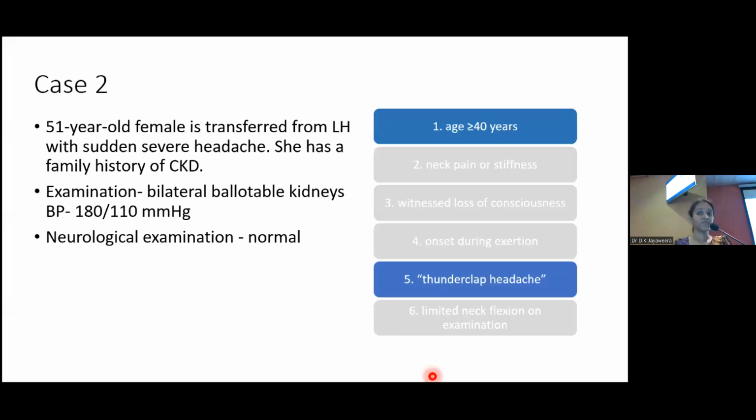When you apply the SAH rule, she has 2, but more than that, there's something else in the history, and I'm sure you would agree with me when I say this patient has autosomal dominant polycystic kidney disease. If you go through the literature, you will find that 10% of patients with PCKD have intracerebral aneurysm. So obviously this patient should be evaluated.